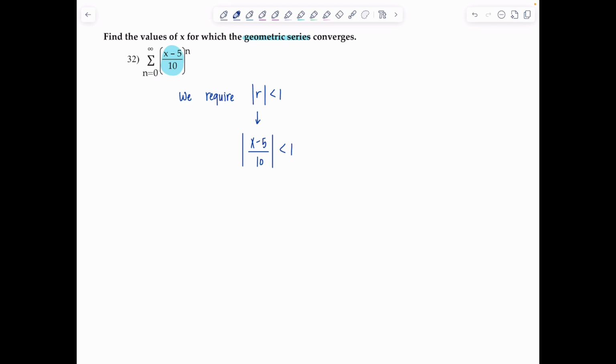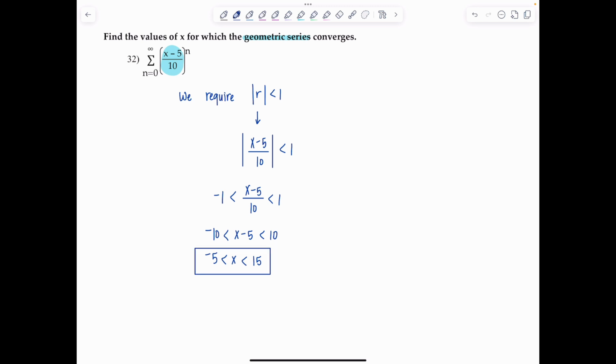In an absolute value inequality like this, remember, you can drop the absolute value now if you want, or you can multiply the 10 over. It doesn't matter which you do first. I'll just drop them now. So we have x minus 5 over 10. Without absolute value, I write that this is less than 1 and greater than negative 1. And then multiplying through by 10, we have negative 10 is less than x minus 5 is less than positive 10. And then just add 5. So then we have negative 5 less than x less than 15. So as long as x is between negative 5 and 15, then the geometric series will converge.